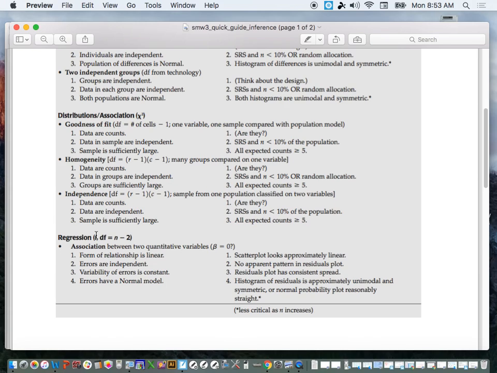We're testing to see if beta 1, the slope, is 0. So that means there would be no association as a null. The alternative is that there is. This is completely different. We go through the scatter plot check.